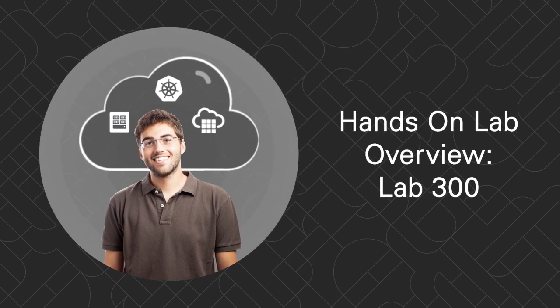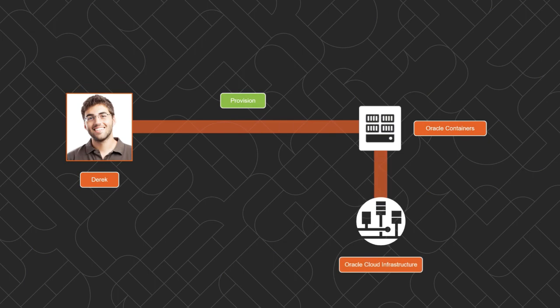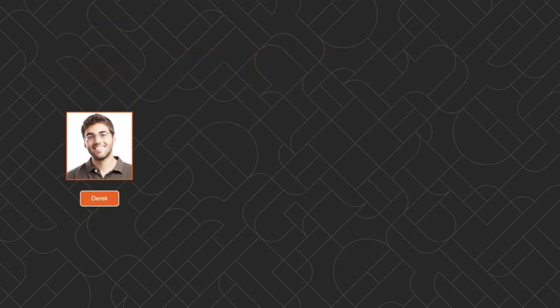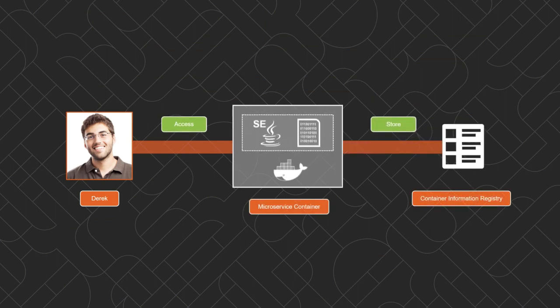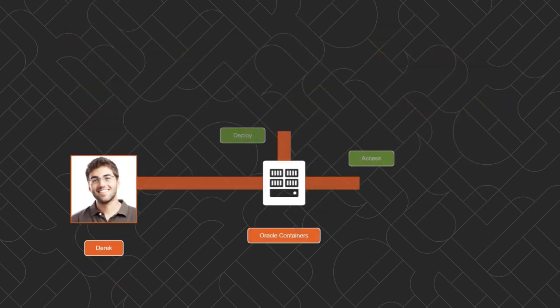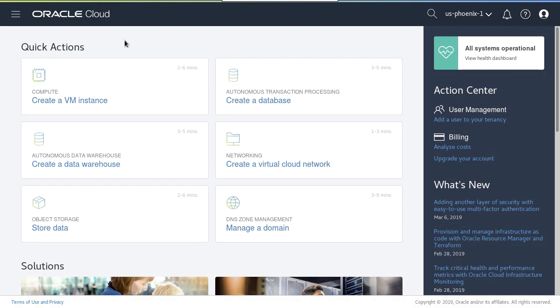With all the research in place, Derek is ready to get started. In Lab 300, you will assume the role of Derek and provision a Kubernetes cluster on OCI. Next, you will store the Docker image from Lab 200 in Oracle Cloud Infrastructure Registry, also known as OCIR. Finally, you'll deploy your microservice inside your Kubernetes cluster and validate application deployment by calling the REST service. Okay, let's get started with Lab 300.